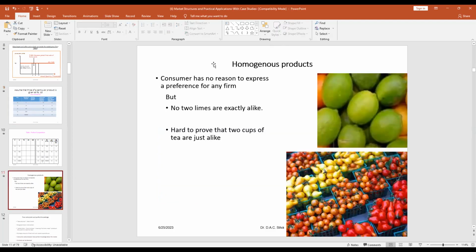Now, an example of a homogeneous product. It is very rare that you can see a homogeneous product. Very few products in your life are homogeneous.